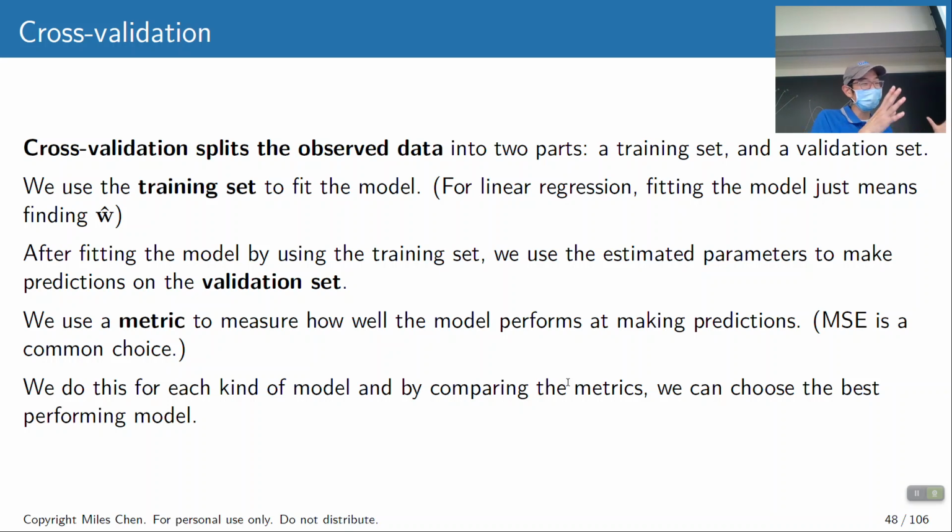One part is the training set, and we use it to fit the model. Fitting the model, at least for linear regression, means estimating your coefficients. It means finding your W hat, your intercept and your slope. We take the data in our training set and fit some model to it. Then, after fitting the model to the training data, we take those estimated parameters, the fitted line, and make predictions for this other data, the data in the validation set.